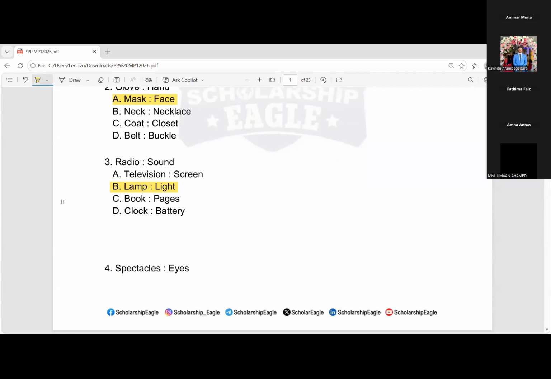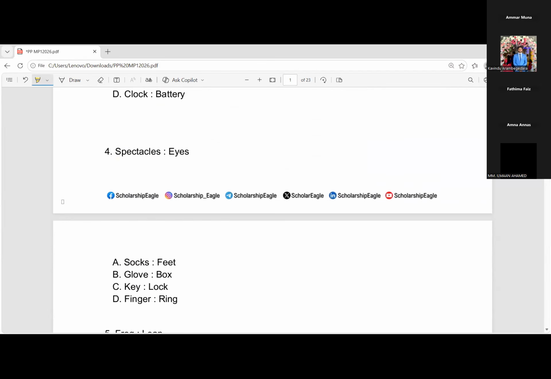Let's move to the fourth one. Spectacles and eyes. Spectacles worn on eyes. So answer is A. Socks worn on feet. In this question also, you can get confused with answer D, because finger and ring. But make sure here they have given the object first and the body part next. So socks and feet will be the answer.